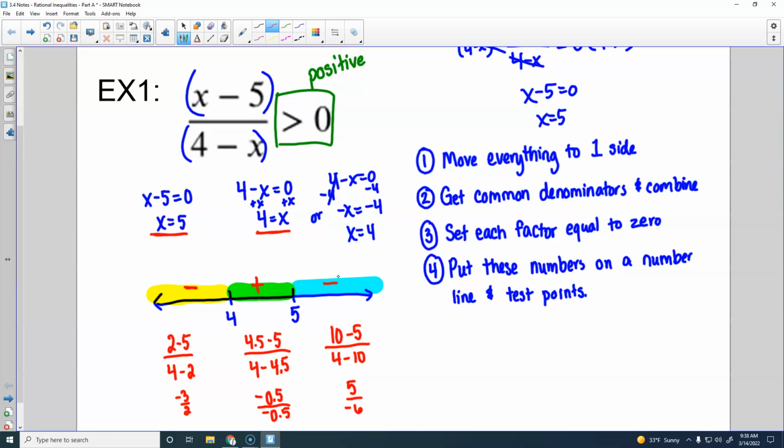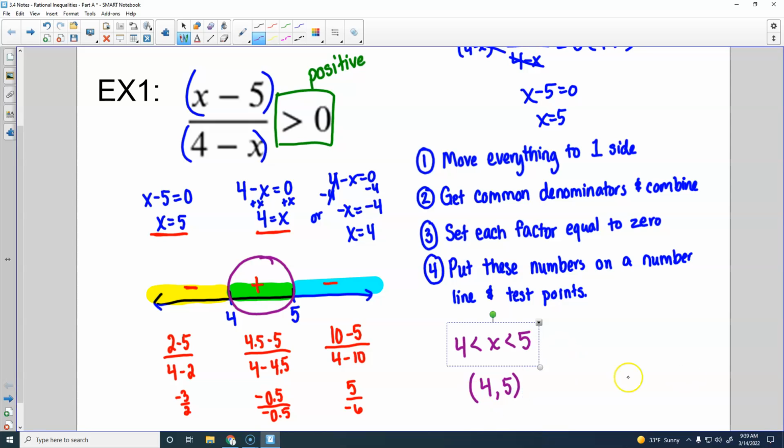So our answers, remember we said up here at the beginning, our answers are anything that's positive, right? So the answers are this section right here where the answer would be positive. So we could either say 4 less than x less than 5, or we could write it with interval notation for 5.